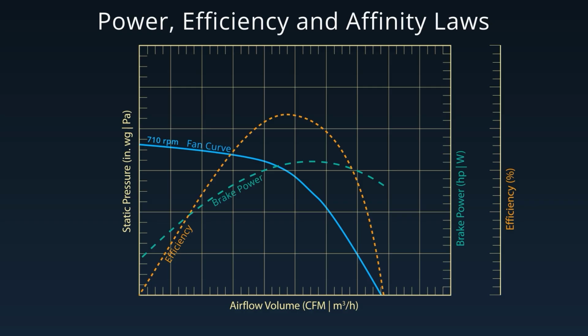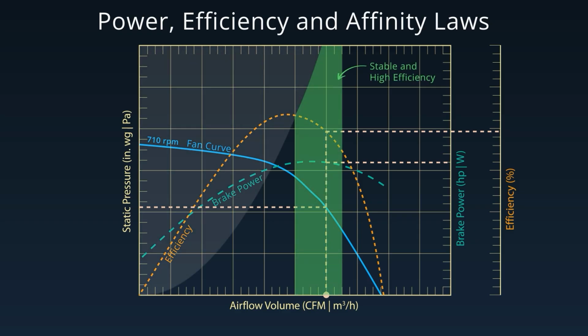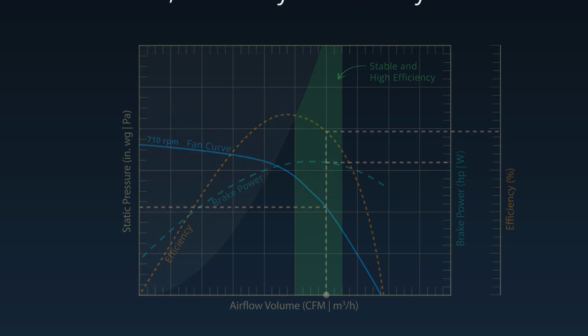To read the fan curve, start with your required airflow on the x-axis. Move straight up to the fan curve. The point where you land is the operating point for that fan speed, and the corresponding pressure value shows how much pressure the fan can provide at that airflow. Similarly, you can read the fan's power and efficiency from the overlaid curves. Always aim to select the fan within its stable high-efficiency region.